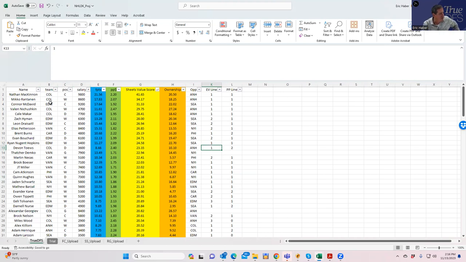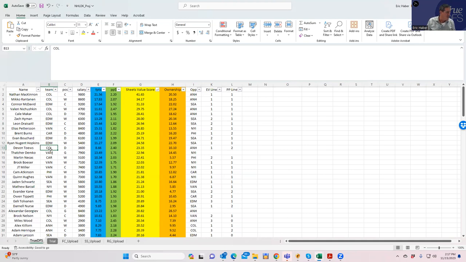And then the next thing I see is, obviously, the Edmonton guys showing up here: McDavid, Hyman, Bouchard, and Hopkins. Because Bouchard and Hopkins are relatively affordable, and you can play Evander Kane if you want. Well, Evander Kane's not on the same line. So you might be able to get these Edmonton guys in also.